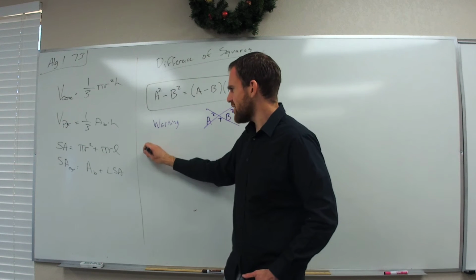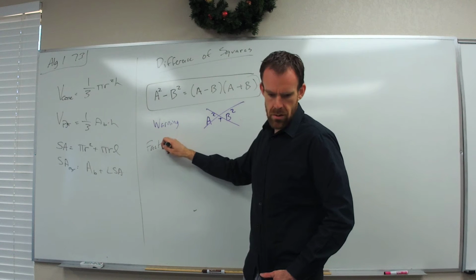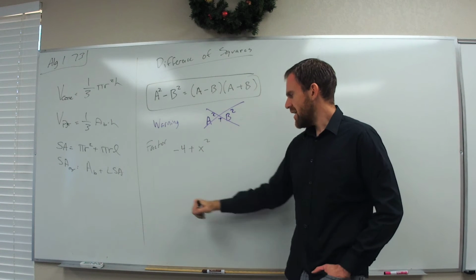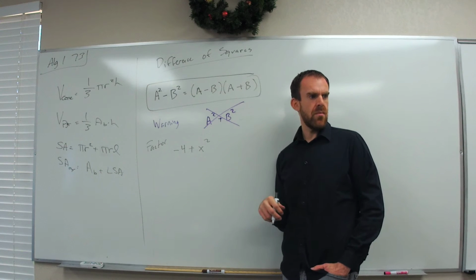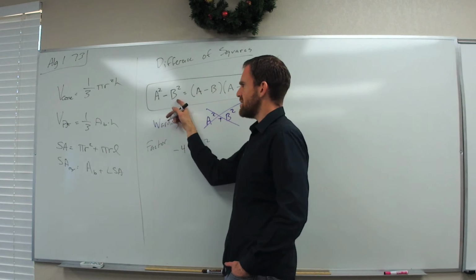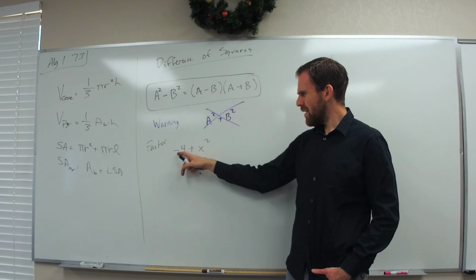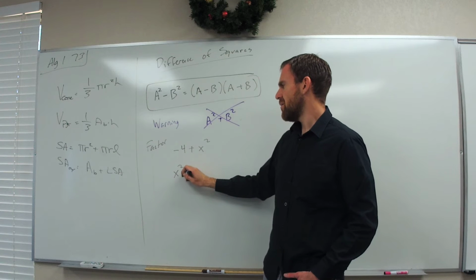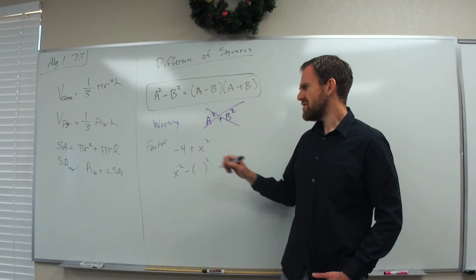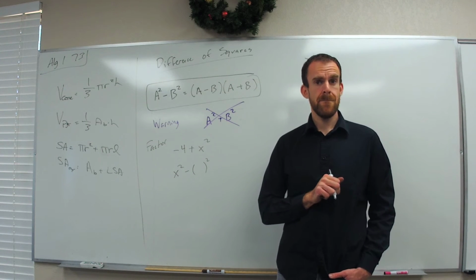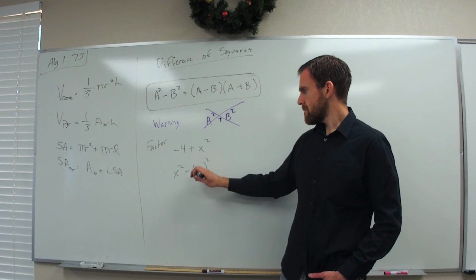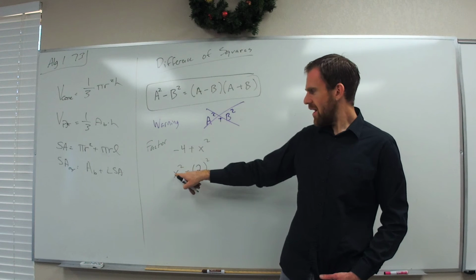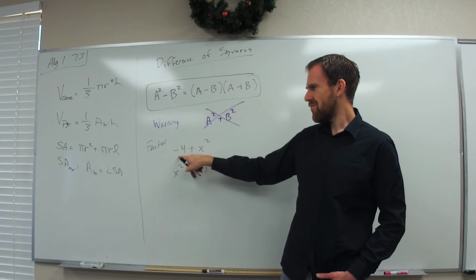So, what is your problem going to look like? Well, it might say factor this. Is this in that form? I have something minus something else? No, it's minus plus. So I have to reorder them. I have x squared minus what squared? 4. 2. Negative 2. No, it's 2. So x squared minus 4.